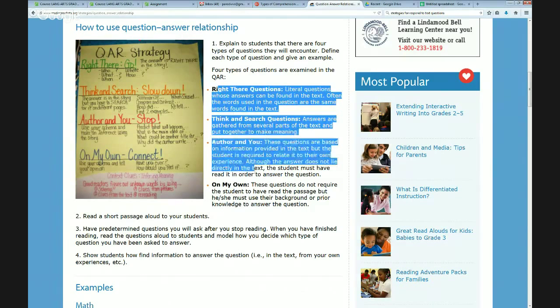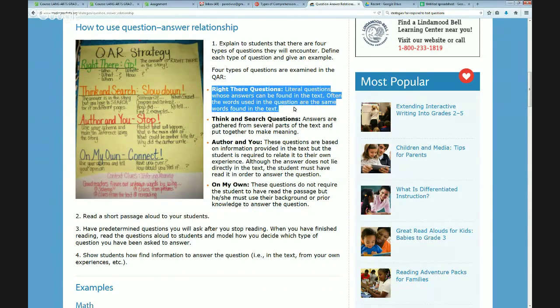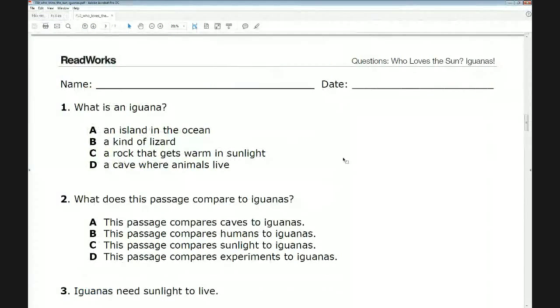Here are other types of questions that you might find when you're reading a story and then you have to take a test or a quiz on it. First, I think you've heard about right there questions since probably kindergarten. Right there questions are literal questions whose answers can be found in the text. Often the words used in the questions are the same words found in the text. So this is an important thing to know because you can scan the story for those same words in order to find the answer. Let me give you an example of a right there question.